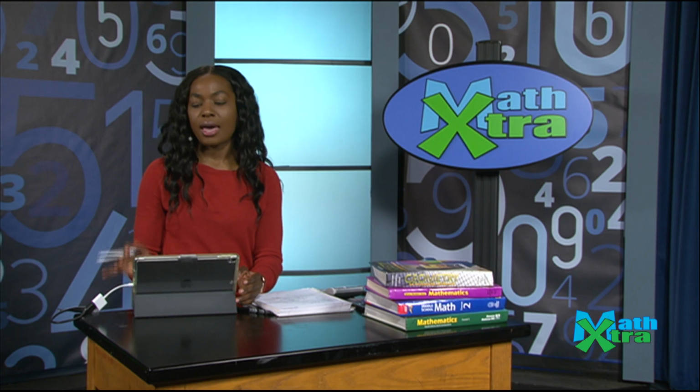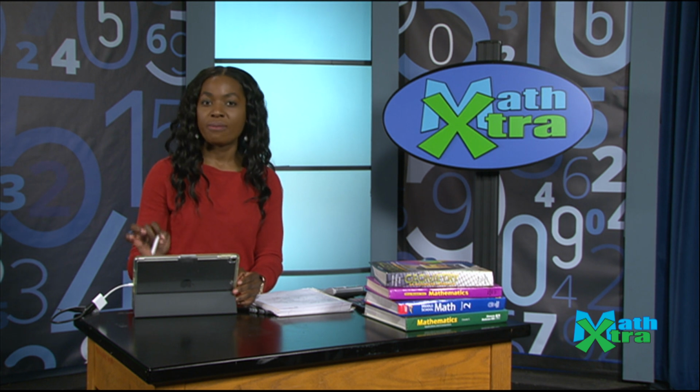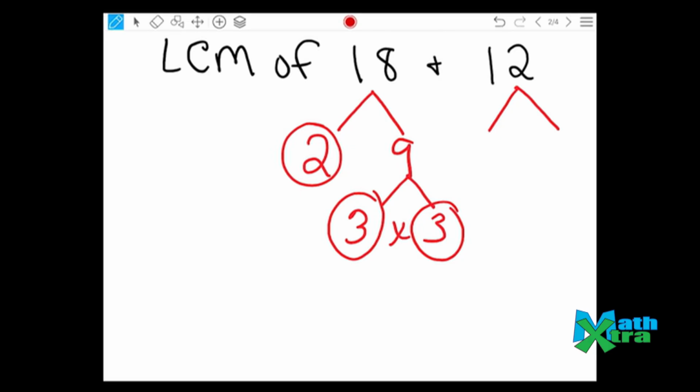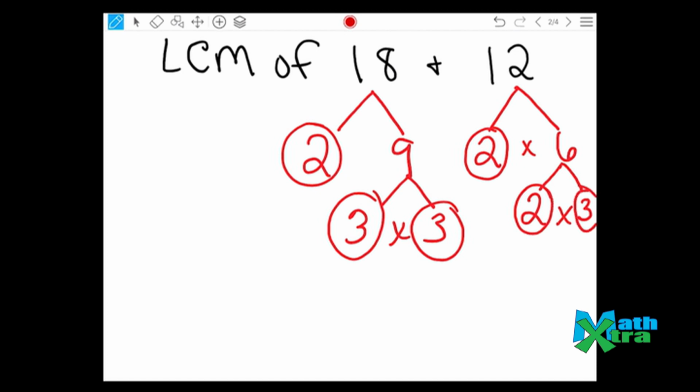Now let's take a look at 12. We need to find the prime factorization of 12. 2 times 6 equals 12, and then we need to break 6 down because 6 is not a prime number, into 2 times 3. So the prime factorization of 12 is 2 times 2 times 3.